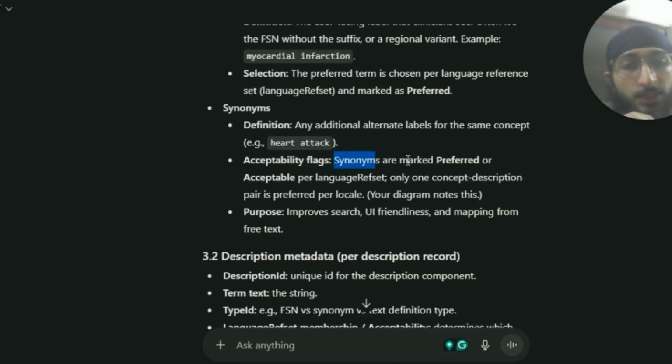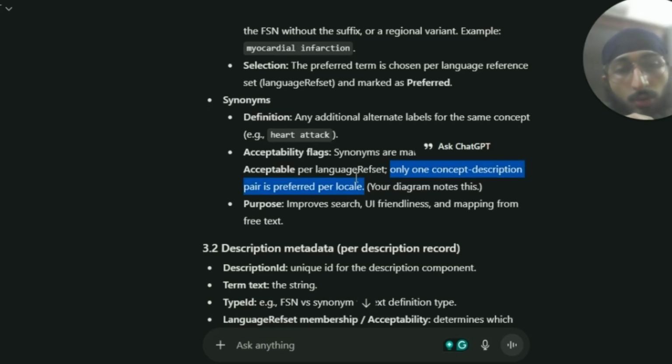Then we have acceptability flags. Synonyms are marked preferred or acceptable per language ref set. Only one concept-description pair is preferred per locale.